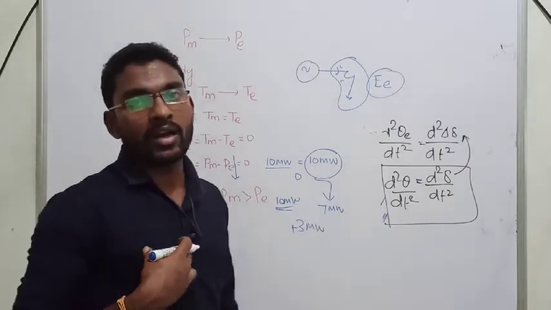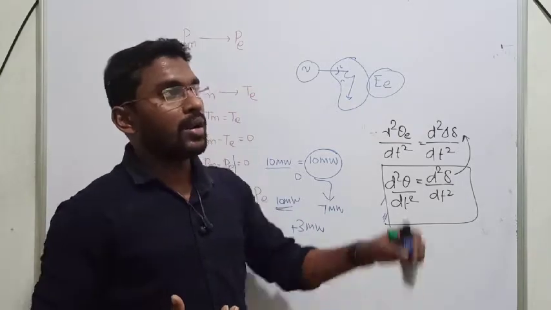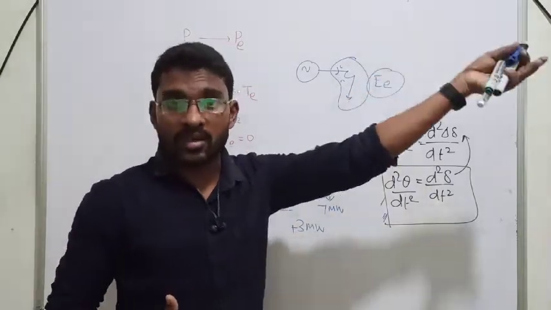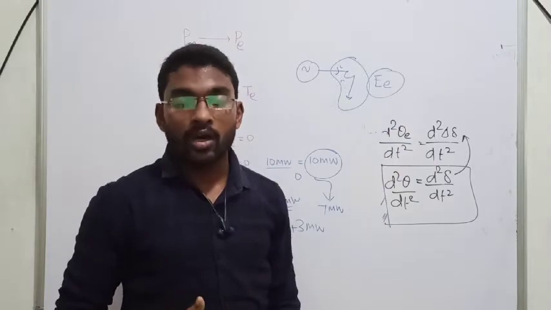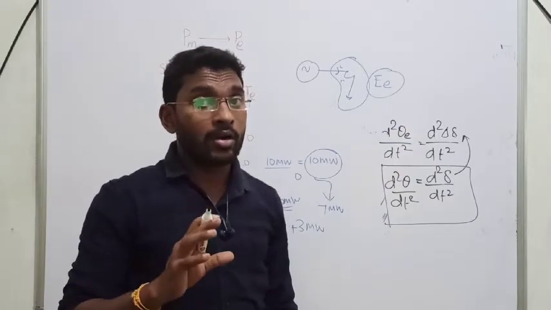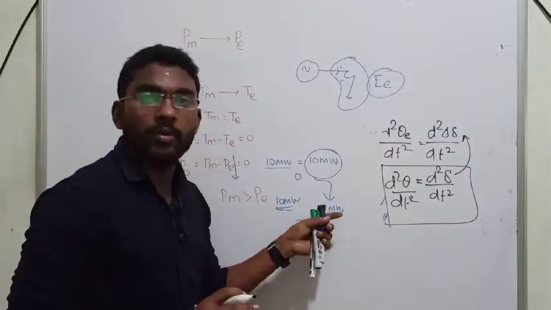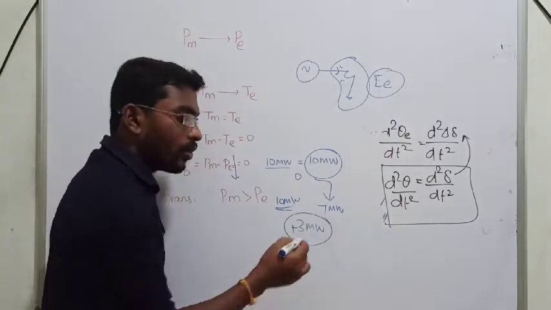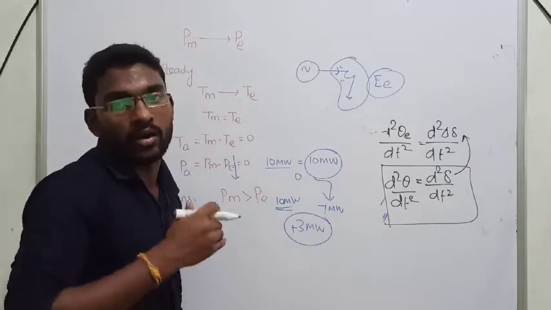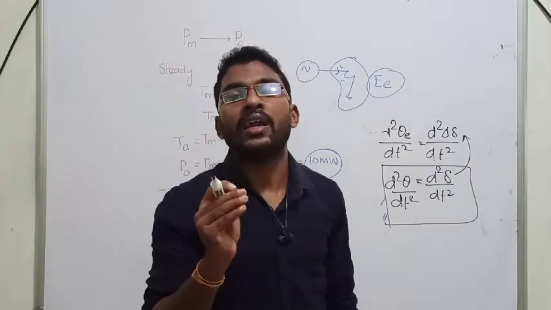Actually, now my alternator is generating 10 megawatt. But at the output terminal, the consumer is consuming only 7 megawatt. The alternator is delivering 10 megawatt, but there is no one to consume 10 megawatt. Only 7 megawatt will be delivered. So the rest of the 3 megawatt is going to be stored inside the alternator, inside the rotor. That is called kinetic energy.